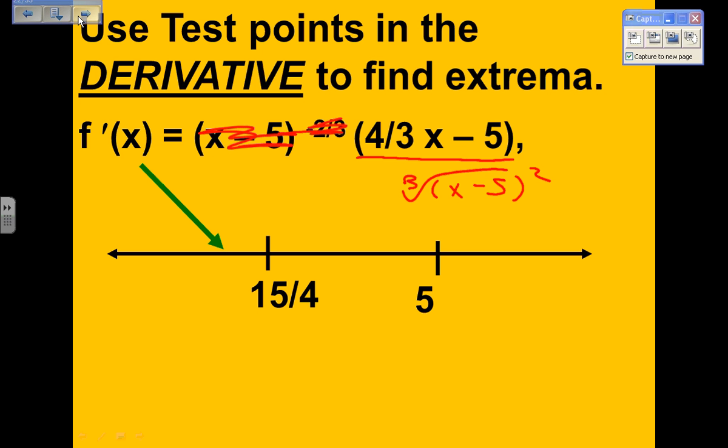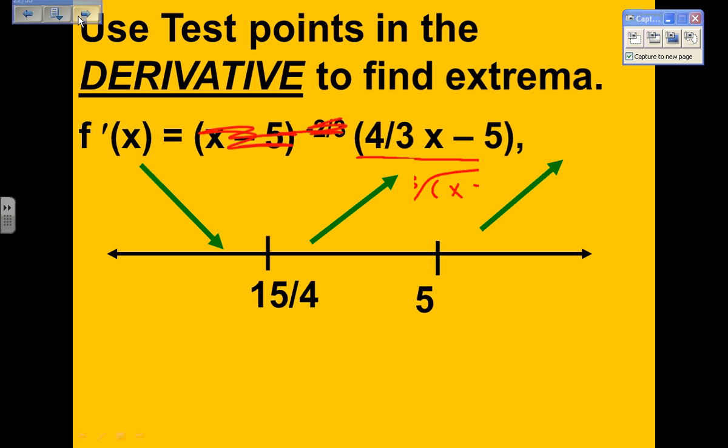Now 15/4 is like 3.75. So a nice number to put in is 4, don't you think? The bottom's always going to be positive, we established that because it's squared. So if I put 4 in right here, I have 16/3 minus 5. Positive. Nice. Now if I put in 102, a number bigger than 5, I think it's going to be positive. Positive.